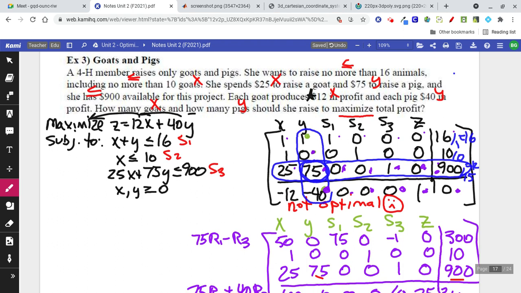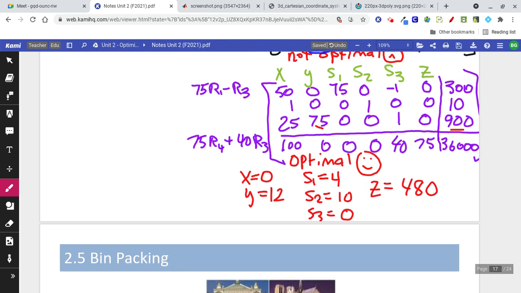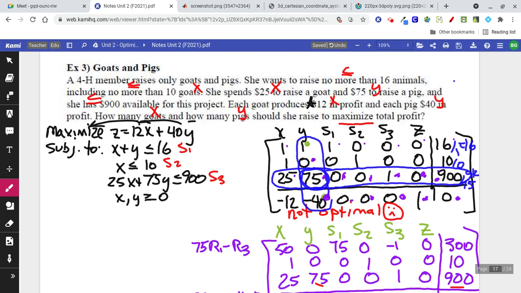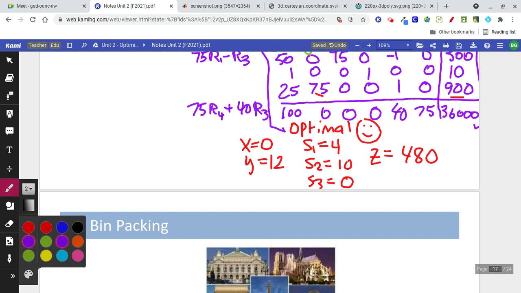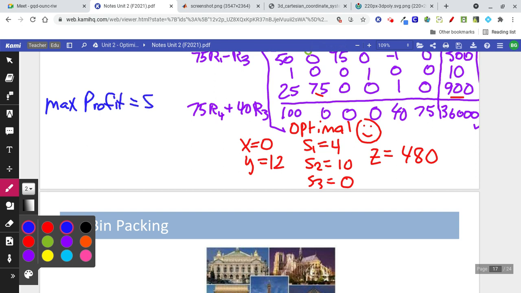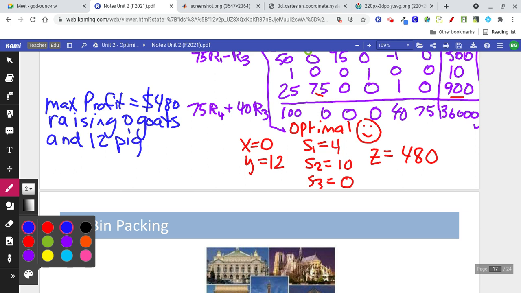This was a story problem. It has context, so make sure you put your answer into context. X was goats and Y was pigs. So this solution meant the maximum profit was $480, raising 0 goats and 12 pigs.